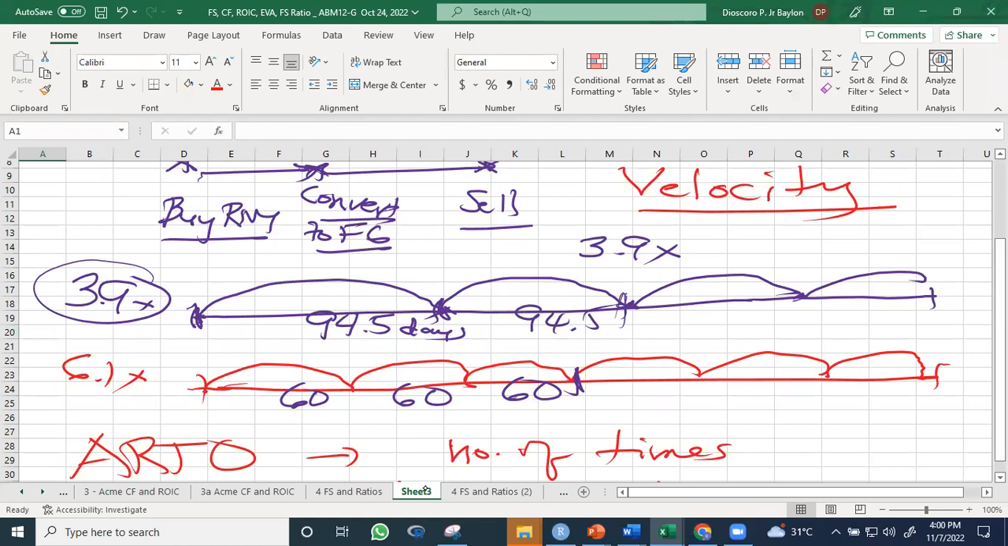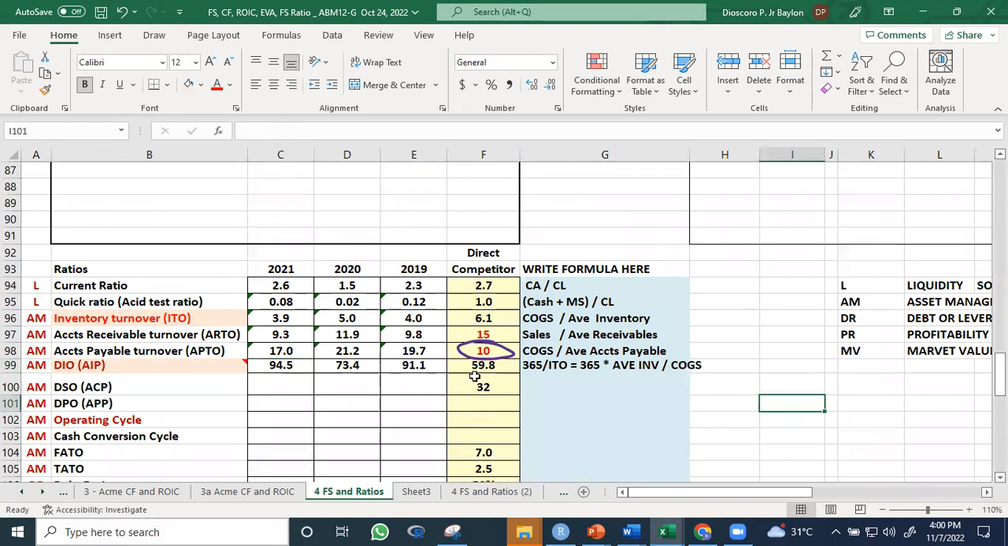Dadalawa pa lang, hindi pa nga nakakatapos ang dalawa yung company natin. Right, so you can see the disparity. So ITO and okay, ACP or DIO, pareho lang yan, no? Pareho ng idea. And so if sa ITO, the higher, the better. Sa DIO, the lower, the better. The lower days. Ibig sabihin, mas mabilis yung velocity. 60 days, tapos, nagawa na kagad. Another 60 days, benta na naman. Tapos another 60 days, nabenta na naman. Tayo, around 95 days. Okay?